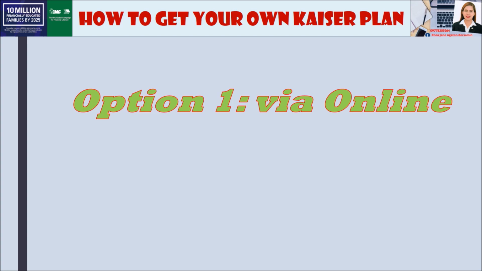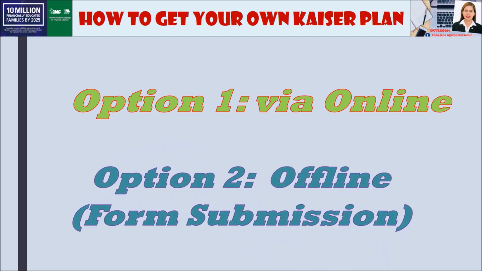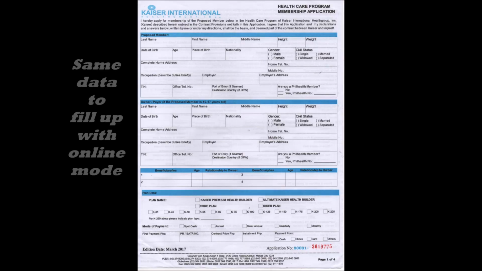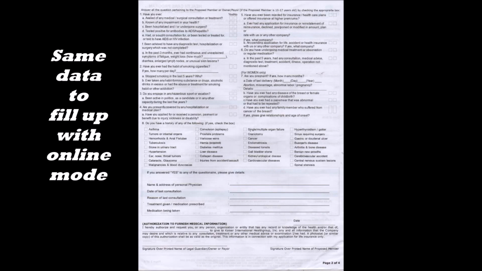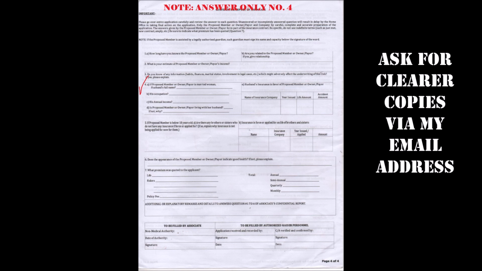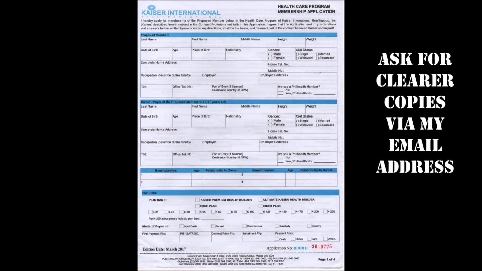So, ito naman yung option 2 or the offline method. Fill up Kaiser forms. 4 pages yan. So, ito yung application forms. The first page, the second page, third page, and the fourth page. So, email this signed forms with your ID. Pwede nyo itong i-screenshot, then print to fill up manually and sign.